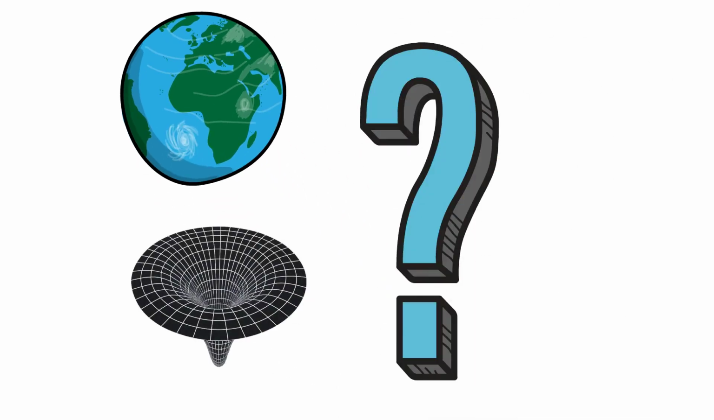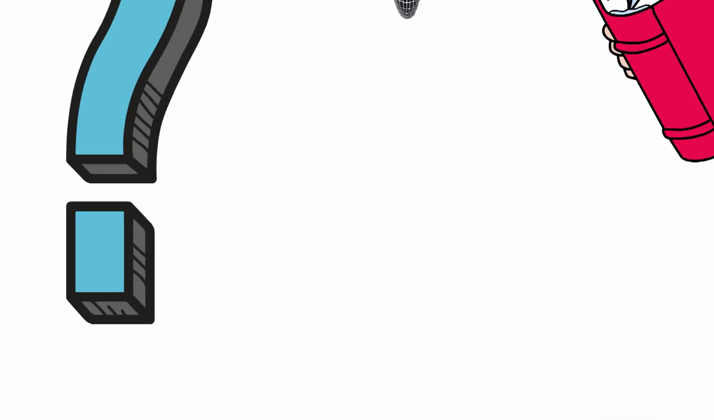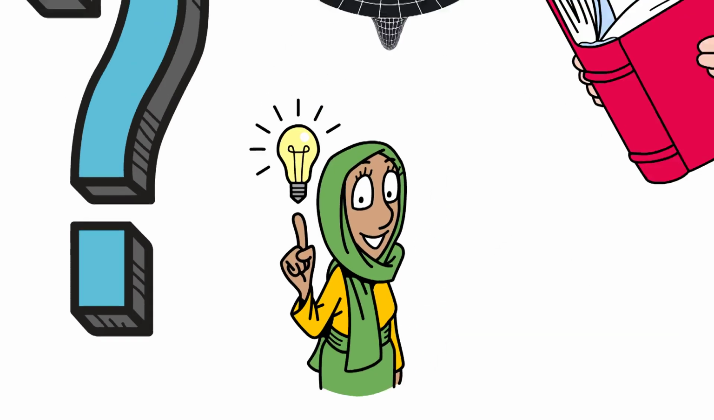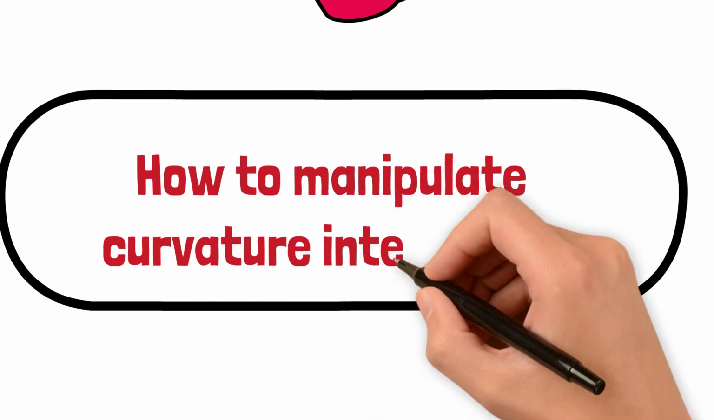But what if, instead of letting nature shape space-time, we could learn to shape it ourselves? That's the idea behind space-time engineering, the theoretical study of how to manipulate curvature intentionally.